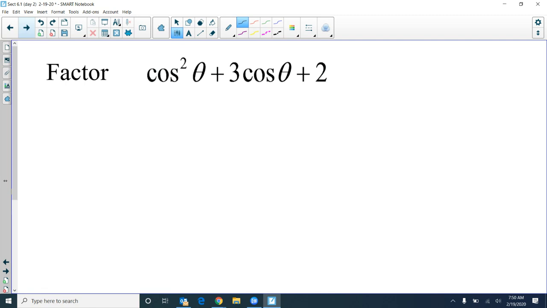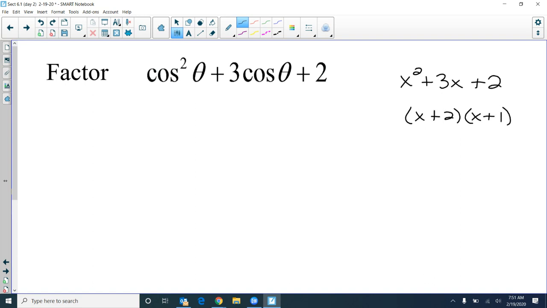Give you a clue, and everybody else. Think of this as x squared plus 3x plus 2. That's all it is, except instead of x, what do we got? Cosine. Same thing. What did x squared plus 3x plus 2 factor into? That factors into x plus 2 times x plus 1.